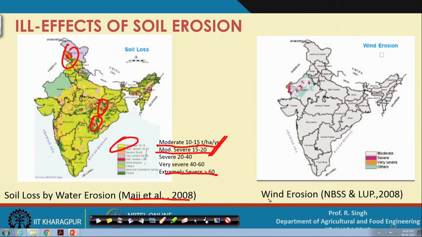On the other hand, if we look at the wind erosion data given by the National Bureau of Soil Science and Land Use Planning in 2008, we find that most of the problems are in the state of Rajasthan and some portion of Gujarat, that is the places which are more affected by wind erosion.